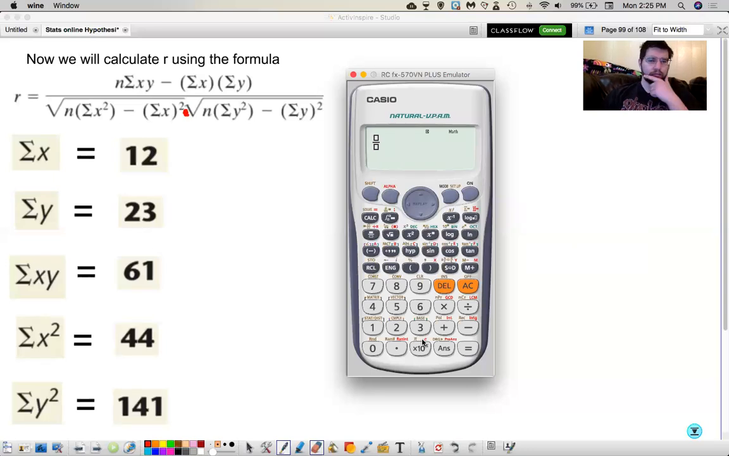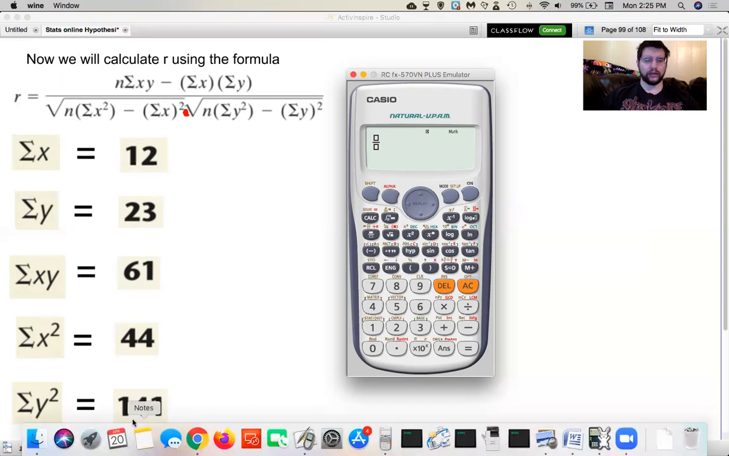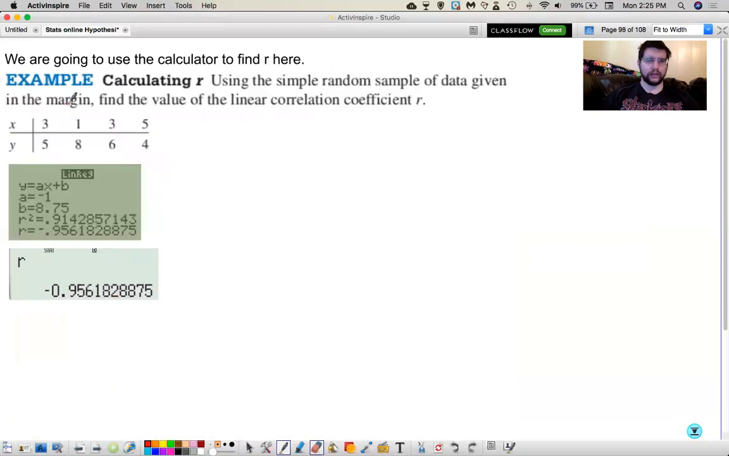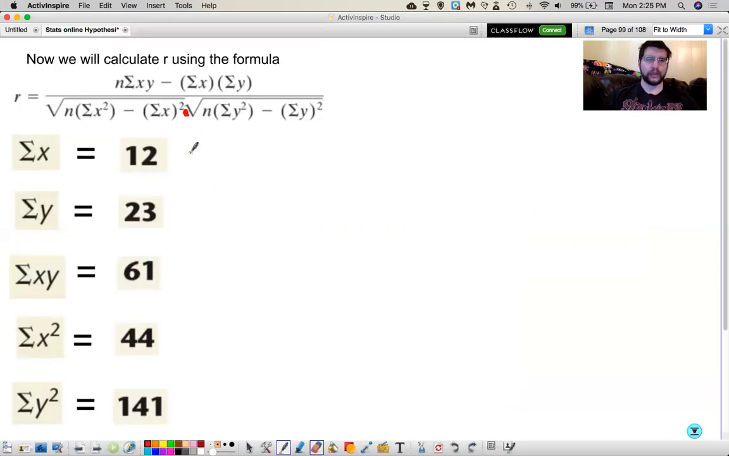N. I didn't put N down here. Oh no. Well, let's go back and look. There's 1, 2, 3, 4, 5, 6, 7, 8 numbers. So N is not 8, it's 4. Remember, it's the number of pairs of data. 1 pair, 2 pair, 3 pair, 4 pair. So N is 4. Make sure whenever you're counting N, you're counting pairs of data.